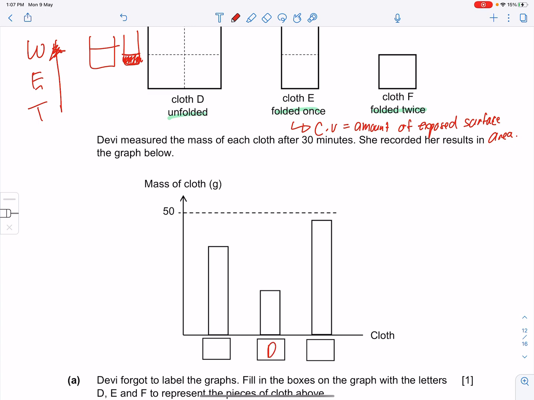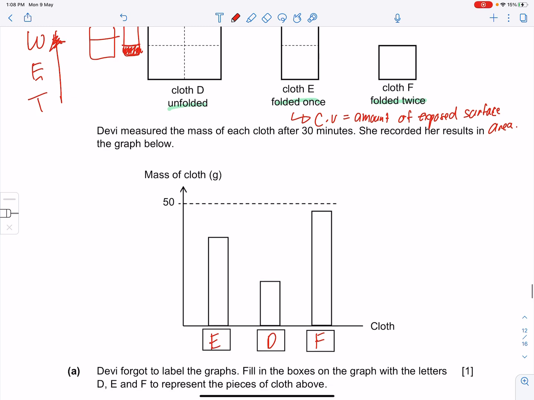So this is D. Mass means the weight. Weight of what? Actually, it's the weight of water. Now, which one should have the most amount of water left over? That will be your cloth F, because it has the smallest amount of exposed surface area, which means the rate of evaporation is the slowest. So it should have the most water left behind. That leaves E. So E, D, F.